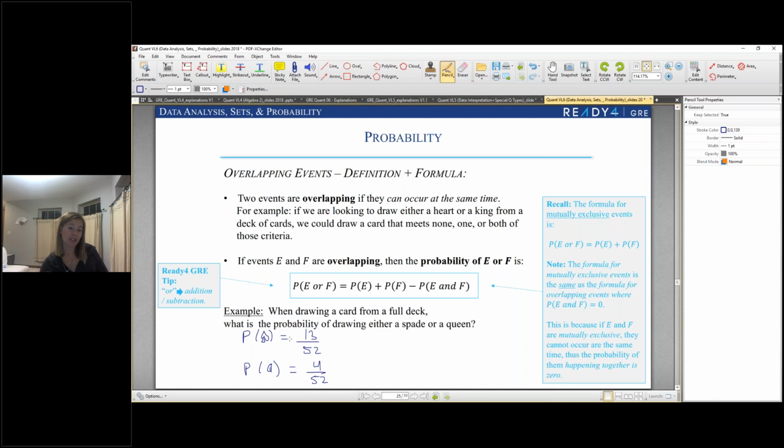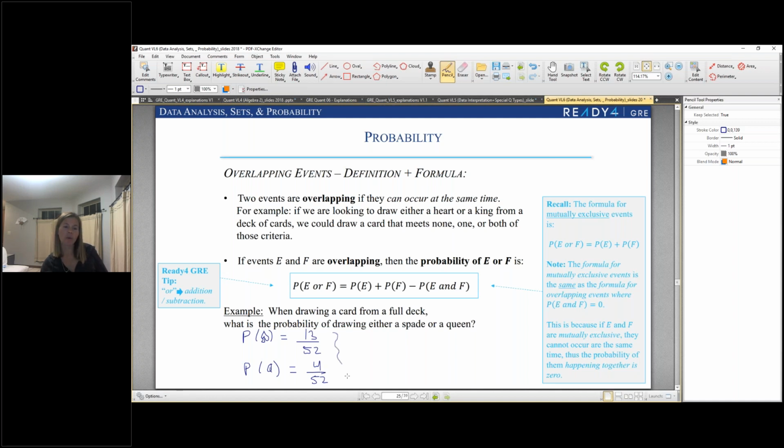So you might think that your odds are probability of spades, 13, plus probability of queen, that's 4. That gives you 17 out of 52. And you'd be almost right, except you have double dipped the queen. You've counted the queen of spades as a spade, and you have also counted her as a queen. And so you've double dipped once.